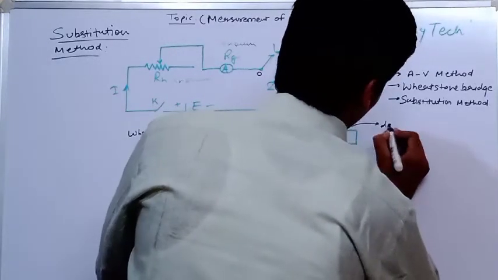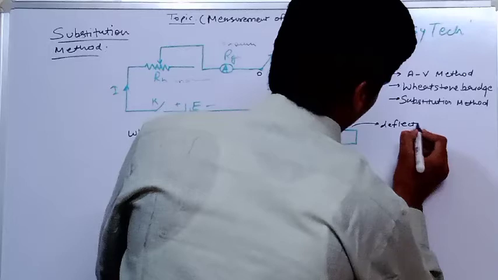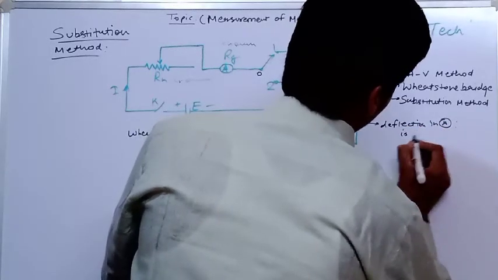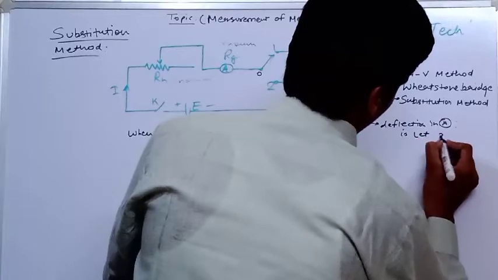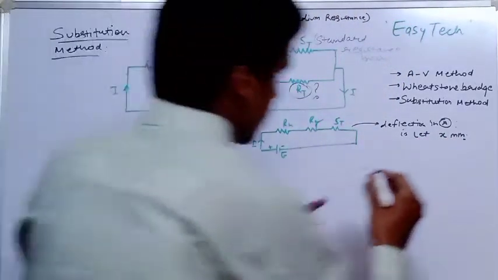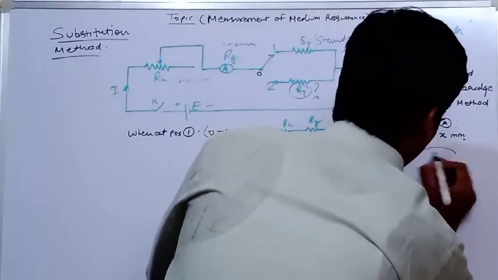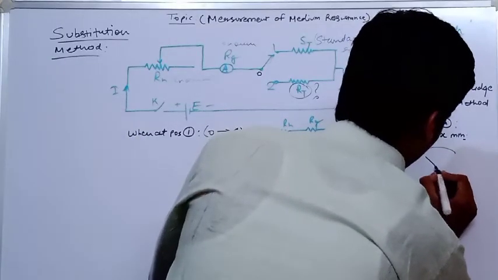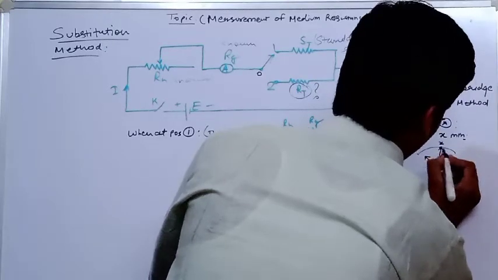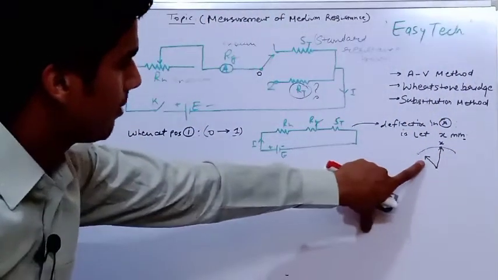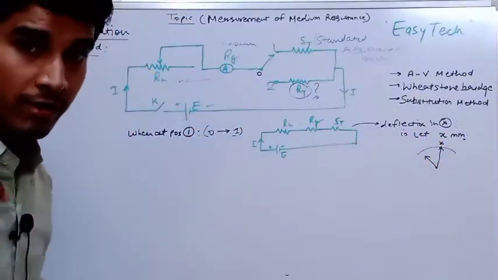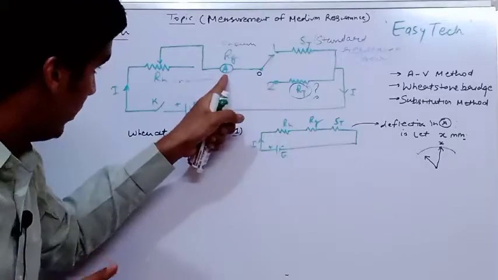In this situation, deflection in ammeter is let x mm. That means this will be the ammeter, this will be deflection. So this is the point x. So here the deflection, this will be the initial position. So here if the ammeter will deflect at this position, we have to take reading of that deflection ammeter.